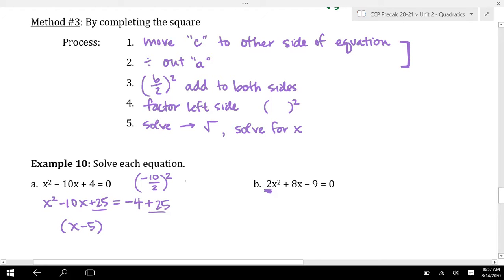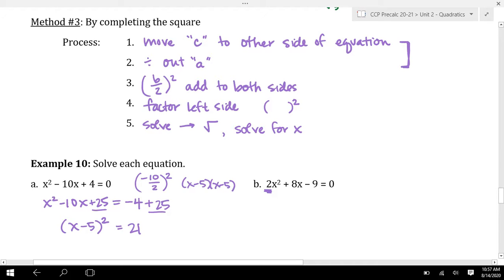So we could write this as x minus 5, x minus 5, right? The negative 5 squared is the 25, and the negative 5 plus the negative 5 is the negative 10. But because it's the same factor twice, I get to write that as x minus 5 squared, and then equals the right side, which is 21. And now we're ready to finish the solving process.